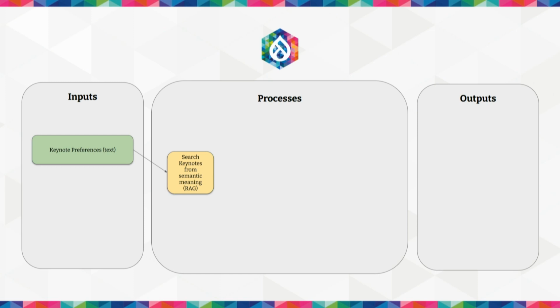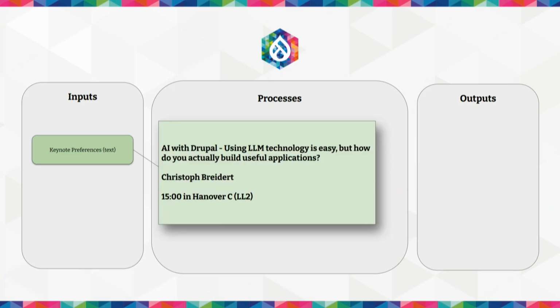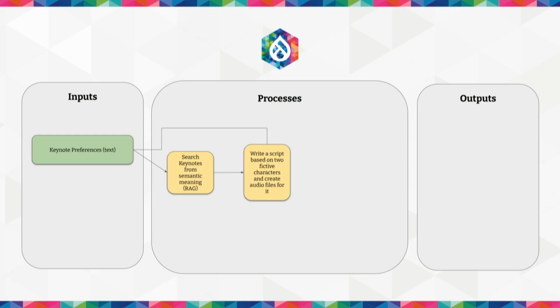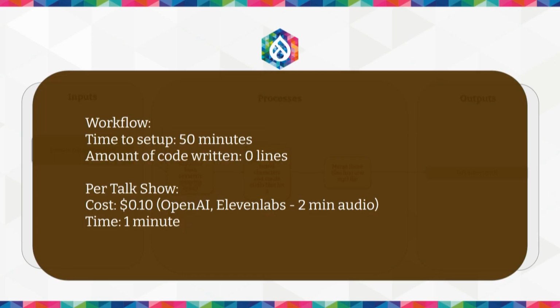But here is then the actual thing it's doing now. So I put in this keynote preferences, plugins in this case. It's searching using something called RAG. I'm not going to explain it. I have no time. But if you're interested, there is actually a talk about this by Christoph at 3 o'clock today. Then I tell it to write a script based on 2 fictive characters and create audio files for it. Last step, it merged those files into an MP3 file, which is our talk show. Took 50 minutes to set up, cost around 10 cents per talk show you want to create.